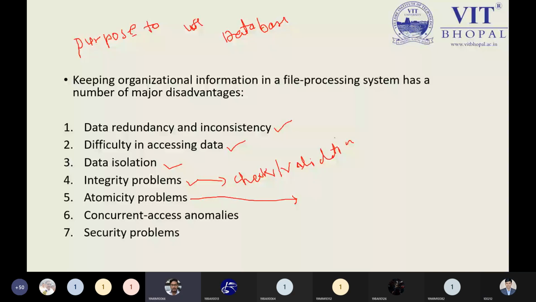No idea, sir. Okay, I can explain this example in a simple way, then you can understand the atomicity problem. What's your name? Shreya. So Shreya, I'm just writing your name over here.